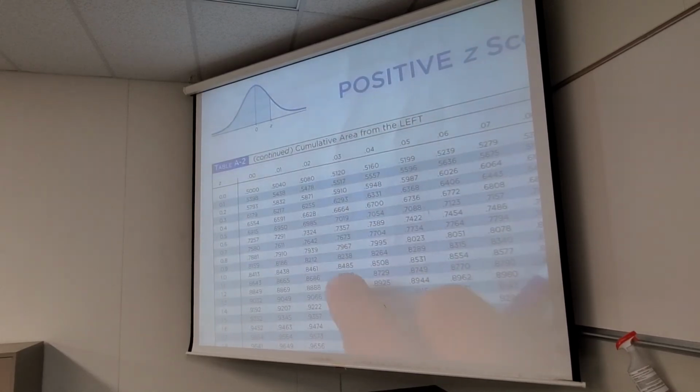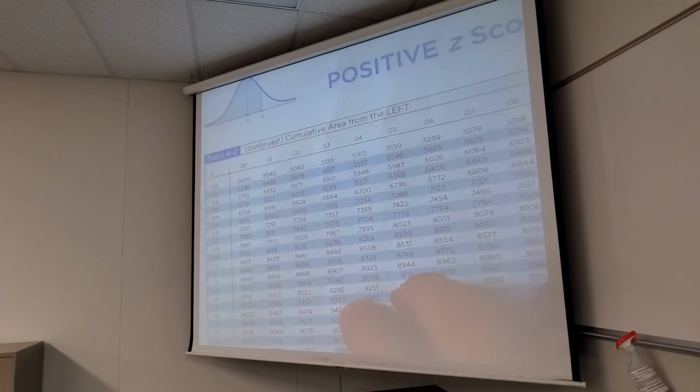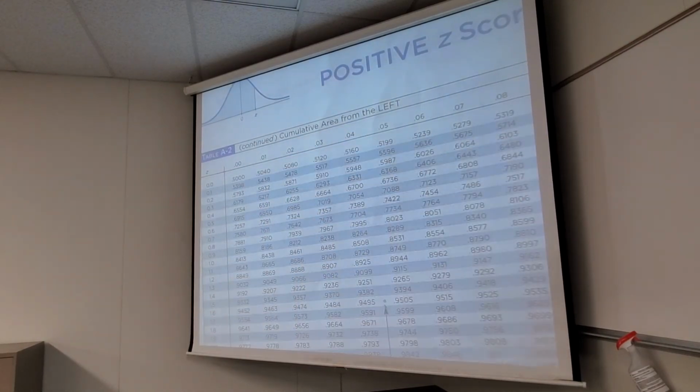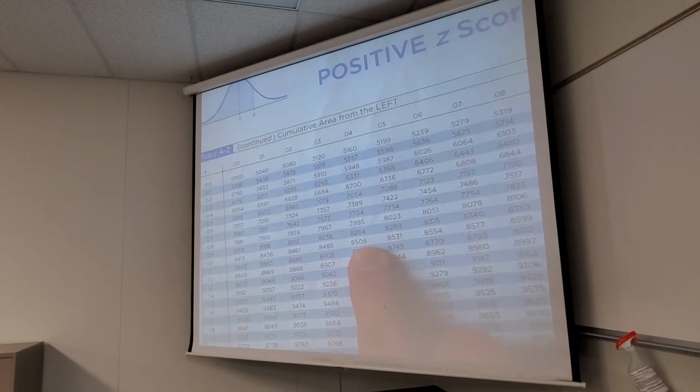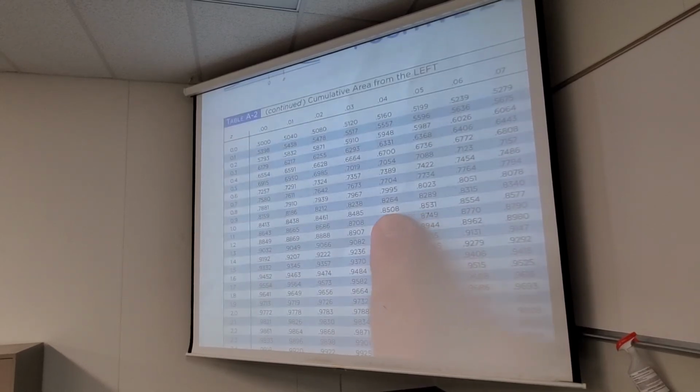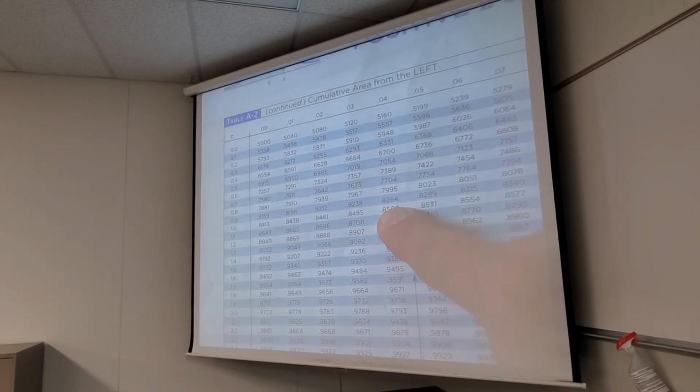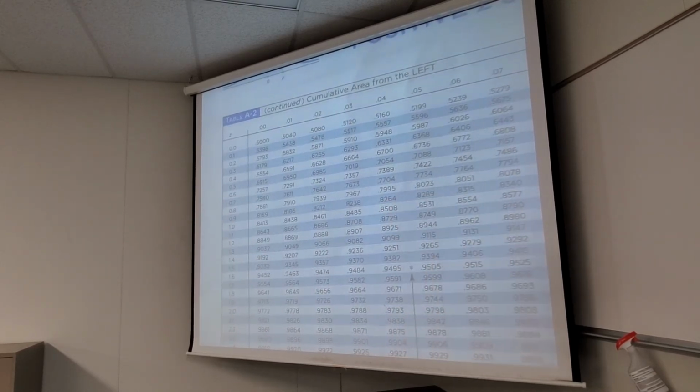So another way to look at this chart is this is a percentile chart. The z-score 1.04 is about in the 85th percentile because 85% is below it. So if your test grade had a z-score of 1.04, you scored higher than 85% of the people that took the test if it's normally distributed.